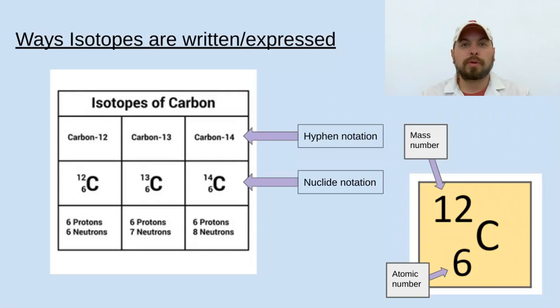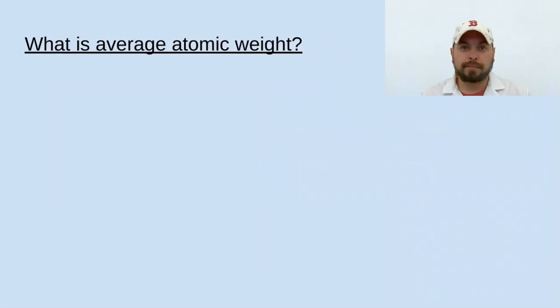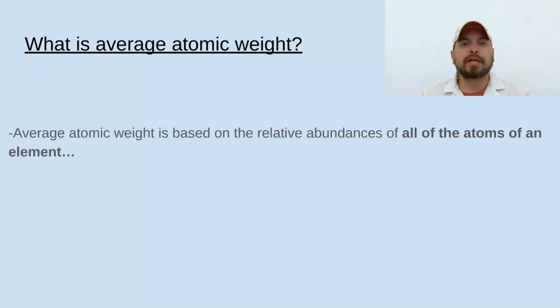Now, there's a difference between mass number and average mass. Think about it this way. If I had 10 people in the room, 8 of them were 6 feet tall, 2 of them were 5 feet tall. All of a sudden, I can look at a single individual and say, I know what your height is. But in order to determine the average, I couldn't just look at one person. I have to look at all of the people. Same thing with atoms. Average atomic mass is the average mass of all of the atoms of an element.